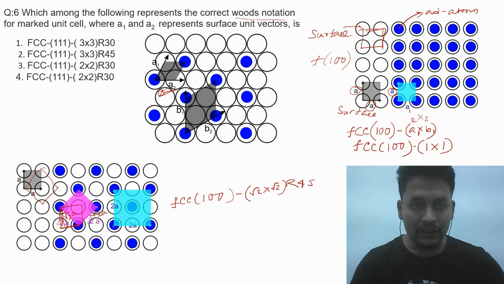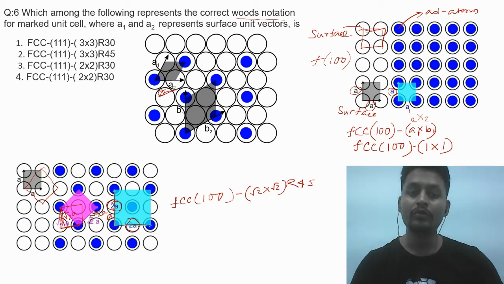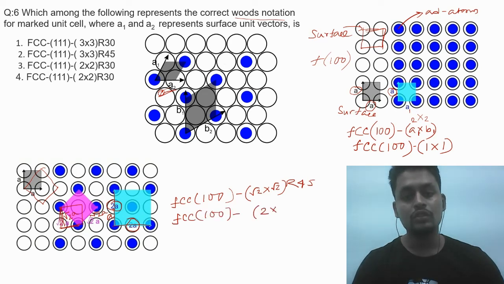Now if this one is a1, obviously the total will be 2a, and this is also a square, so this one will also be 2a. So what will it be? FCC 100, 2 cross 2, and there is no angle.